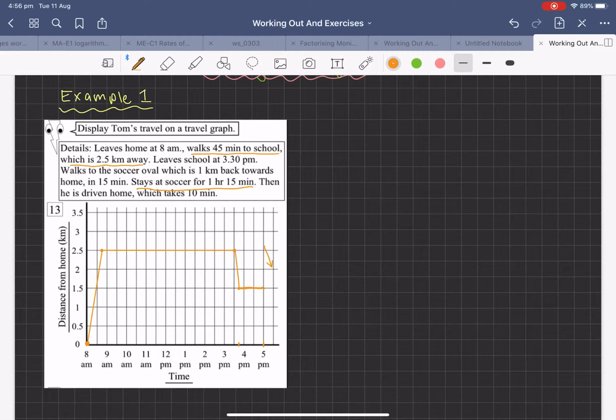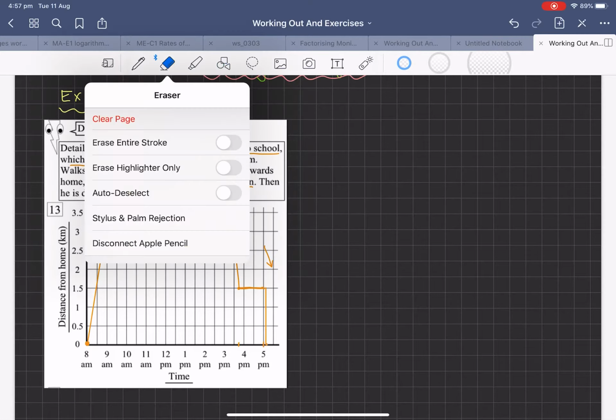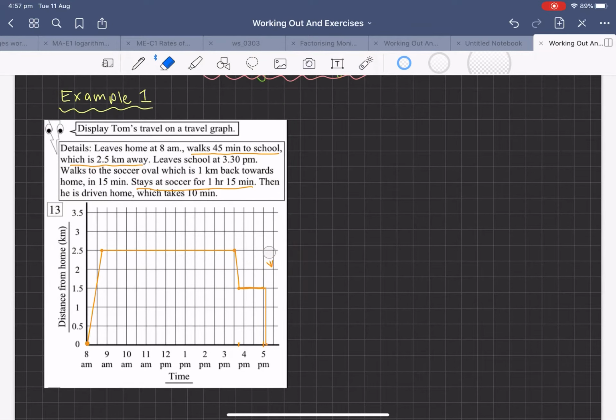Okay, it says then he's driven home, which takes 10 minutes. So 10 minutes, very quick. It's going to be about here. He's driven home. Nice straight line going back home. It's good if you use a ruler for this. Nice straight line going back home. So it's not the best graph, but you can kind of see what's going on here.